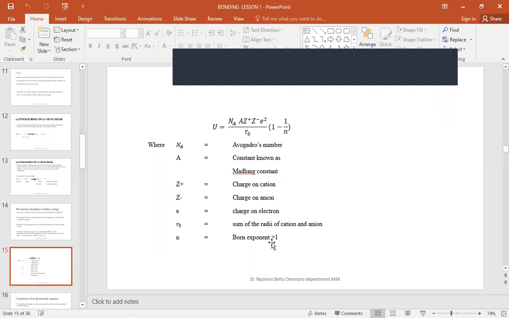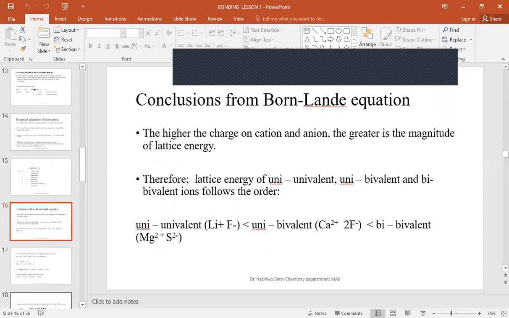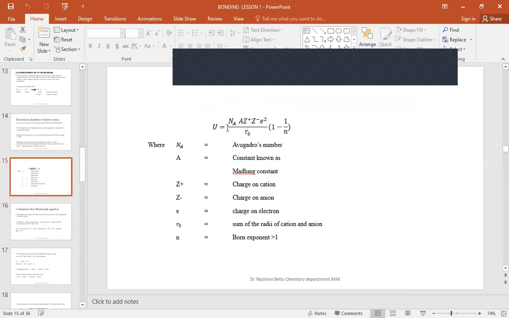This Born exponent must be greater than 1, but it is different for each given ionic compound. In conclusion of the Born-Landé equation, the higher the charge on the cation and anion, the greater is the magnitude of lattice energy. Why? Because when we go back to the equation, if the charges are high for both cation and anion and their separation is small, automatically the lattice energy will be greater.